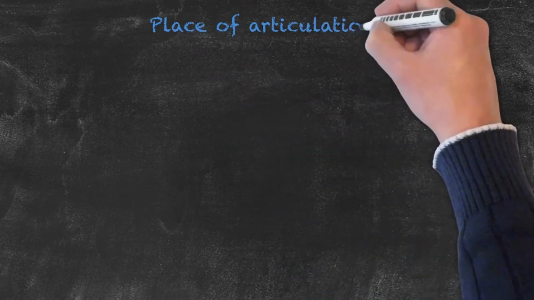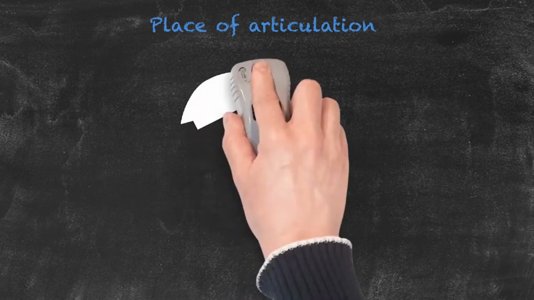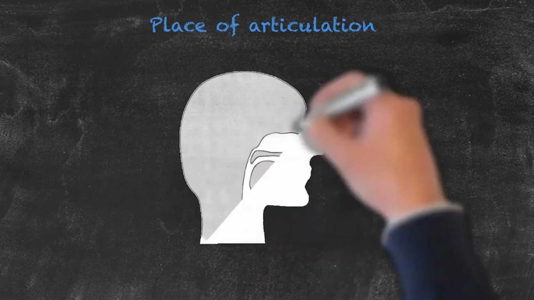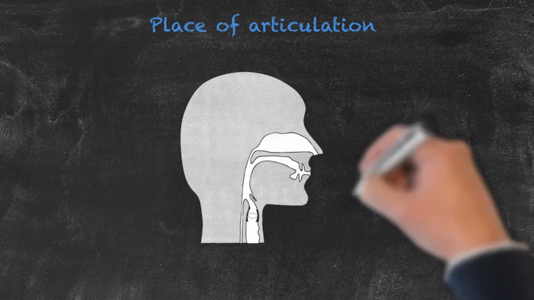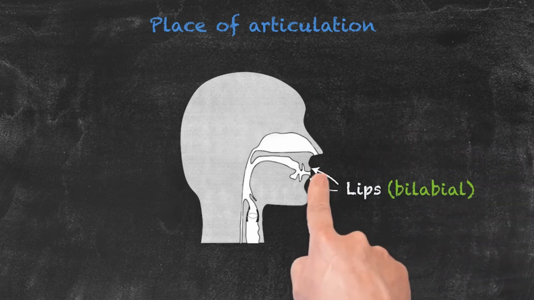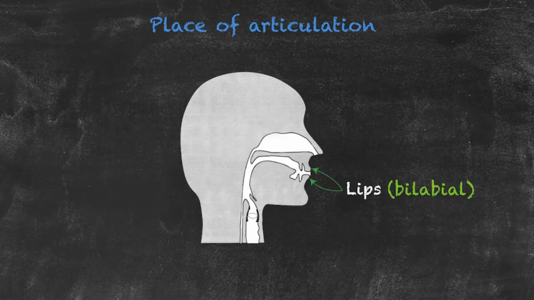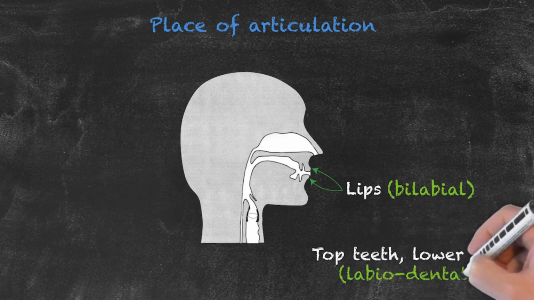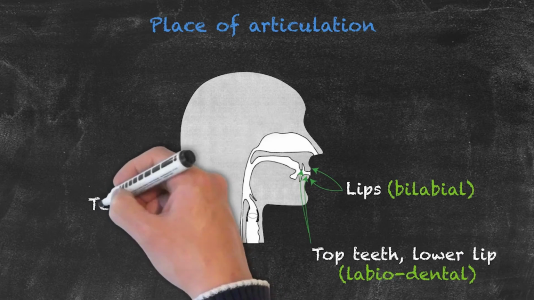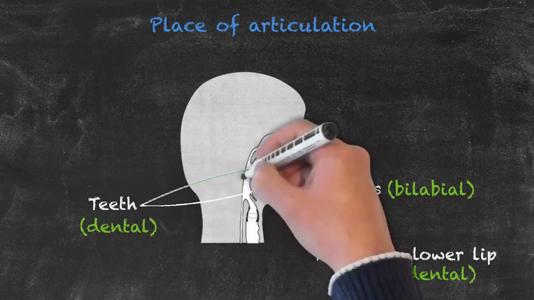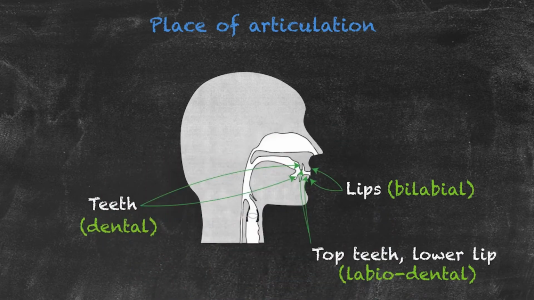The second aspect of a consonant is called place of articulation. Place of articulation refers to where in the vocal tract the constriction of airflow takes place. Bilabial sounds are produced with both lips, like p. Labiodental sounds are produced with the upper teeth and the lower lip, such as f. Dental sounds are produced with the tongue between the upper and lower teeth, such as th.